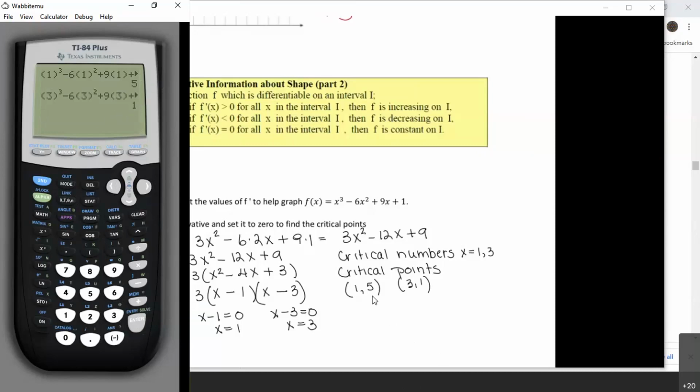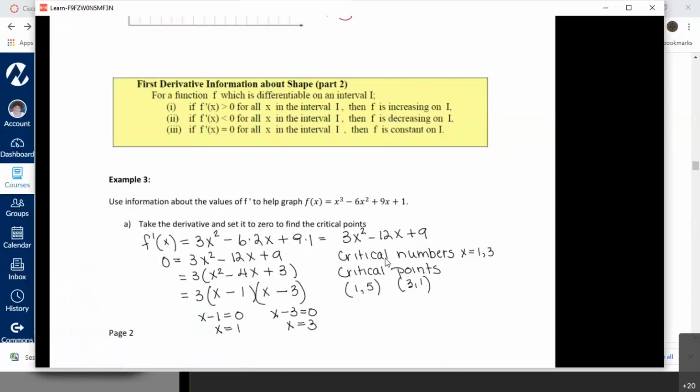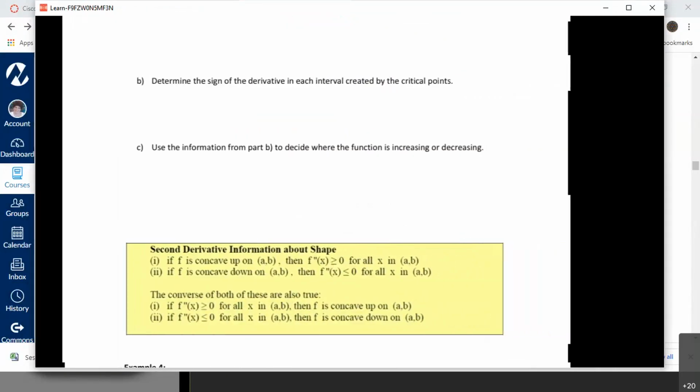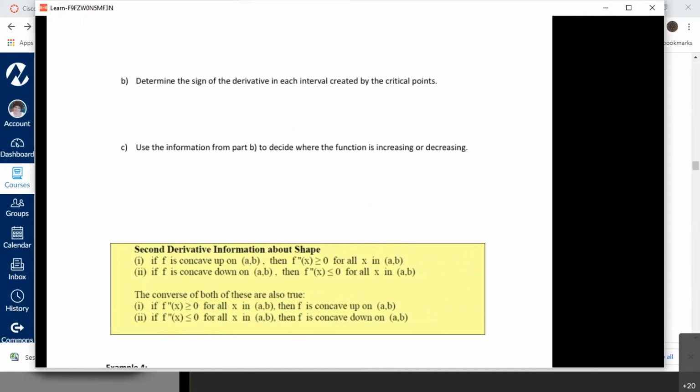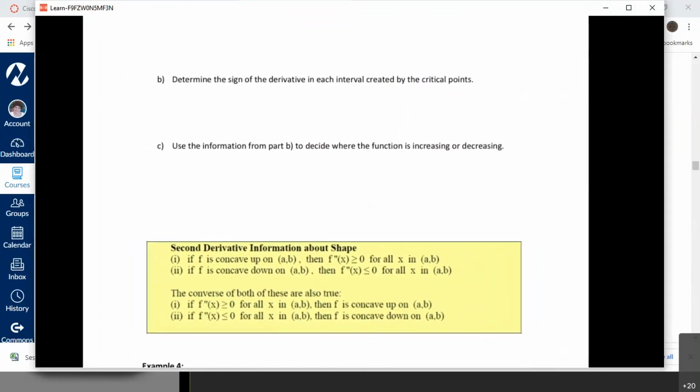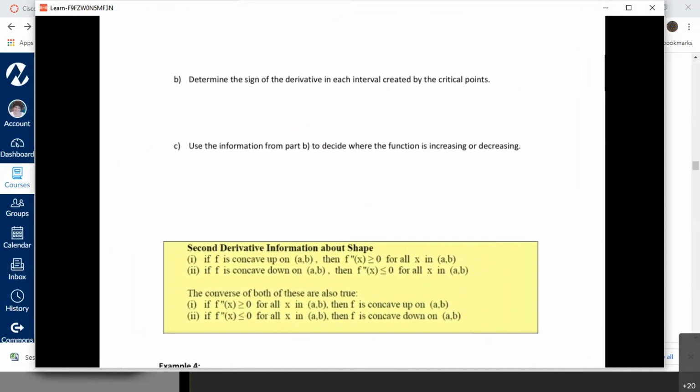So these are my critical points. What does that mean? In the graph of f, these are the turnaround points. It's a 3rd degree polynomial, so it should turn around twice. All right, what else do we know? Here's one way you can do it: determine the sign of the derivative in each interval created by the critical points.